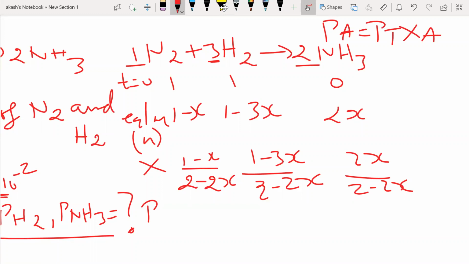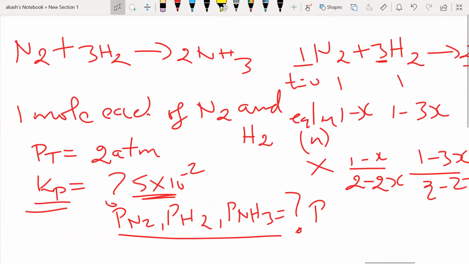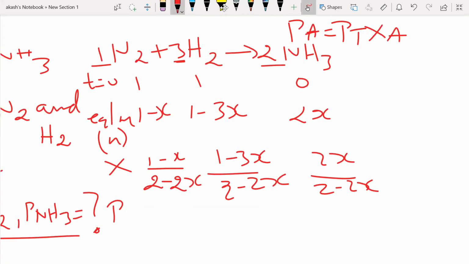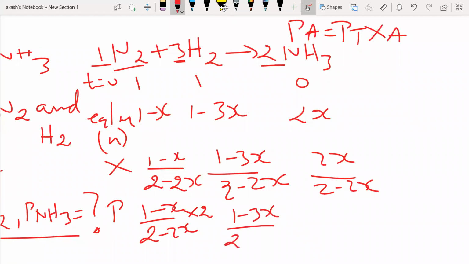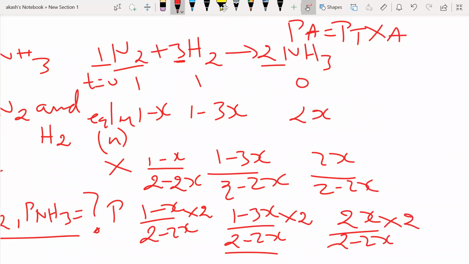The total pressure I've given you is 2 atm, right? So the partial pressure of N2 will be 1 minus x divided by 2 minus 2x, into 2. Same way, 1 minus 3x divided by 2 minus 2x, into 2 will be the partial pressure of H2. And for NH3, it will be 2x by 2 minus 2x, into 2 would have been the partial pressure. Now it's pretty easy for us.